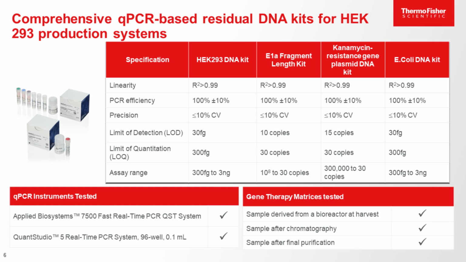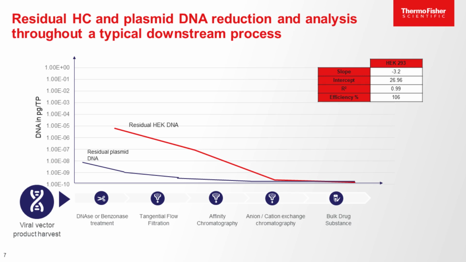We validate all of our assays to really show they can be validated on our qPCR workhorses, the typical ones that we see in QC environments, which is the 7500 Fast and also the QS5. And to really ensure that customers will be successful with our solutions, we also validate them against the most common gene therapy matrices that are out there, containing the typical inhibitors that we do see here. So let's move on and look at some customer data.